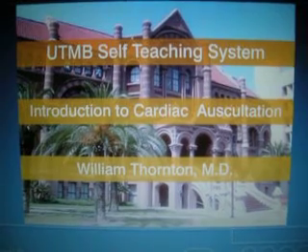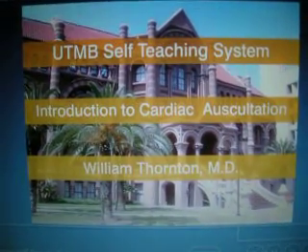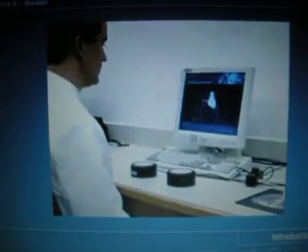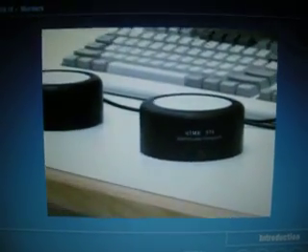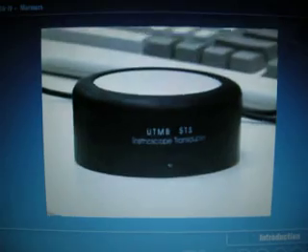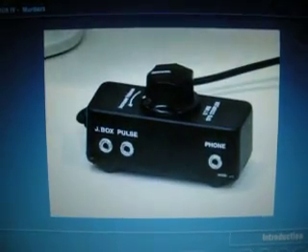This lesson module completes the UTMB Self-Teaching Systems Introduction to Auscultation series. Equipment for this lesson consists of the computer and its display, which are controlled by mouse inputs, a sound and pulse reproducer, two separate but similar units, each of which is clearly marked as to function, and a pair of high-fidelity earphones. Plug the earphones and reproducers into the indicated jacks on the junction box as directed.